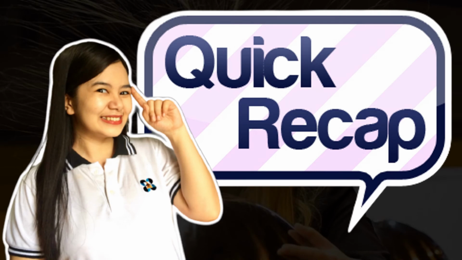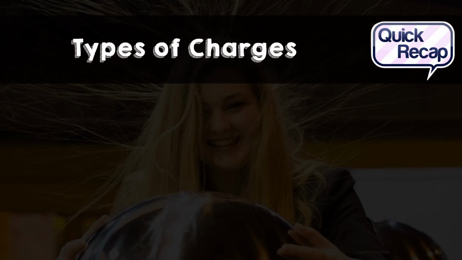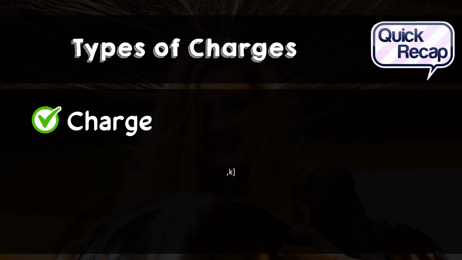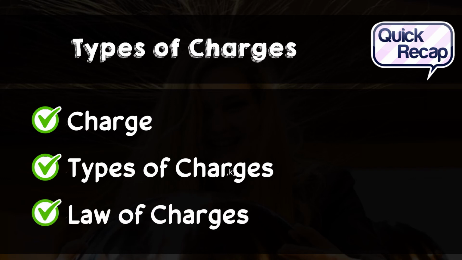Before we end this short Shensha Amazing episode, let's have a quick recap of the things we have discussed. In this Shensha Amazing episode, we discussed the types of charges. We defined a charge, the types of charges, which are positive, negative, and neutral, the types of charges in subatomic particles, which are protons, neutrons, and electrons, and we were introduced to the law of charges that states that like particles repel and unlike particles attract.